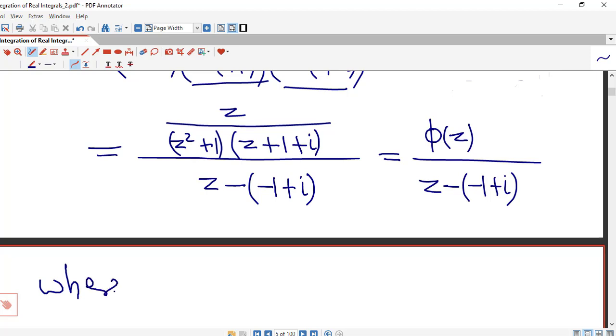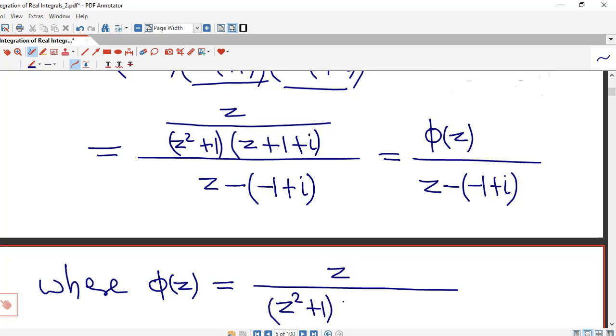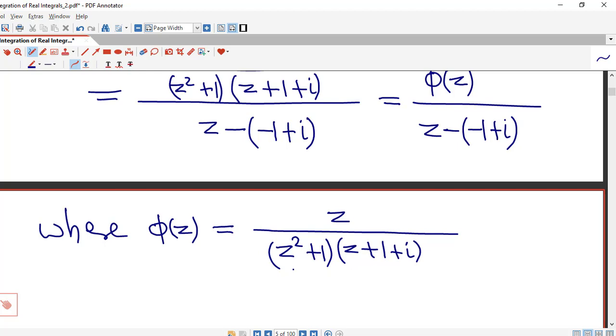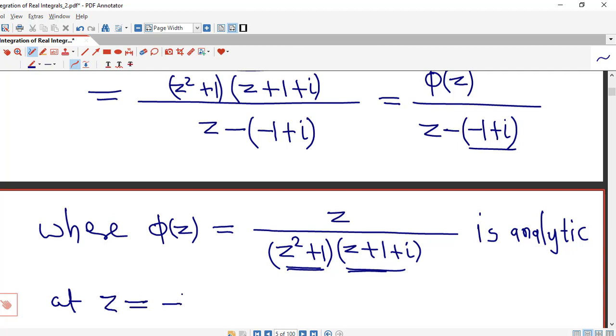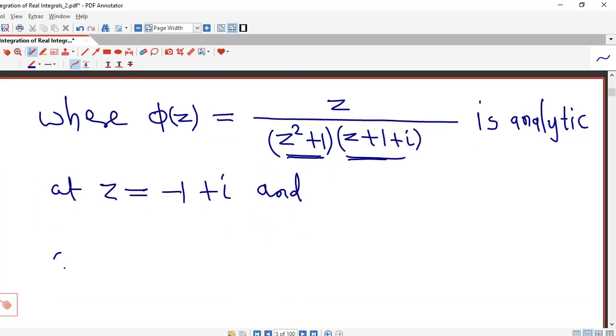Where phi of z is z divided by (z square plus 1) times (z plus 1 plus i), and this function is non-zero at z equal to minus 1 plus i. And because it is a rational function and its denominator is non-zero at z equal to minus 1 plus i, this is analytic at z equal to minus 1 plus i, and we have to find out the value of this function at z equal to minus 1 plus i.